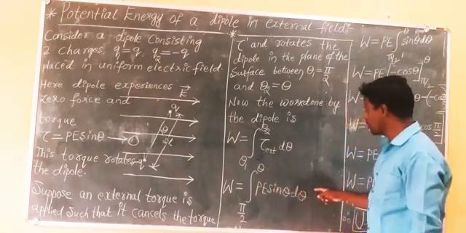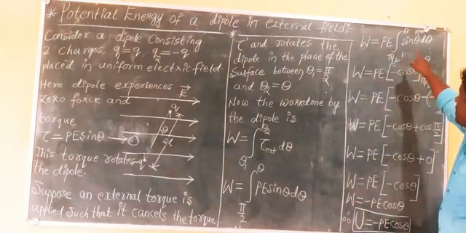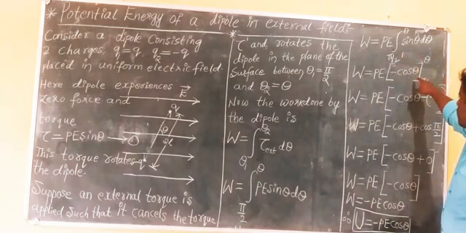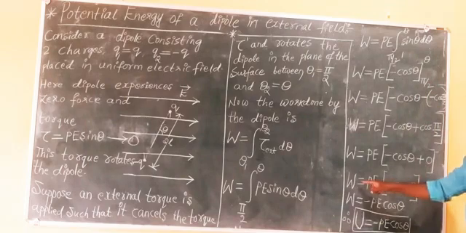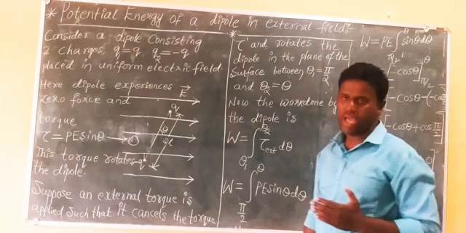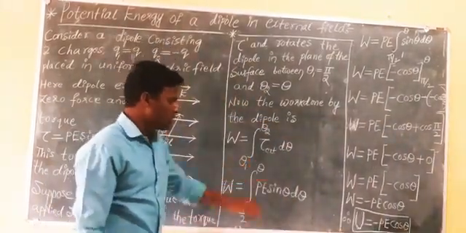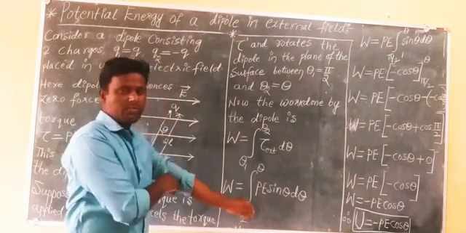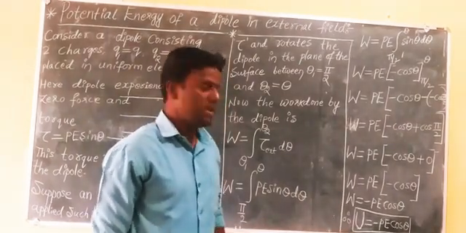With theta 1 as pi by 2 and theta 2 as theta, P E sin theta into d theta. So W equals P E, I am taking P E outside. Integration of sin theta is minus cos theta. Apply the limits theta and pi by 2. So you will get minus cos theta minus of minus plus cos pi by 2, which is 0. Then W equals minus P E cos theta. And this work done is stored as the potential energy of the dipole. Right? Therefore, the expression for potential energy of the dipole is U equals minus P E cos theta. Okay? Have a nice day.